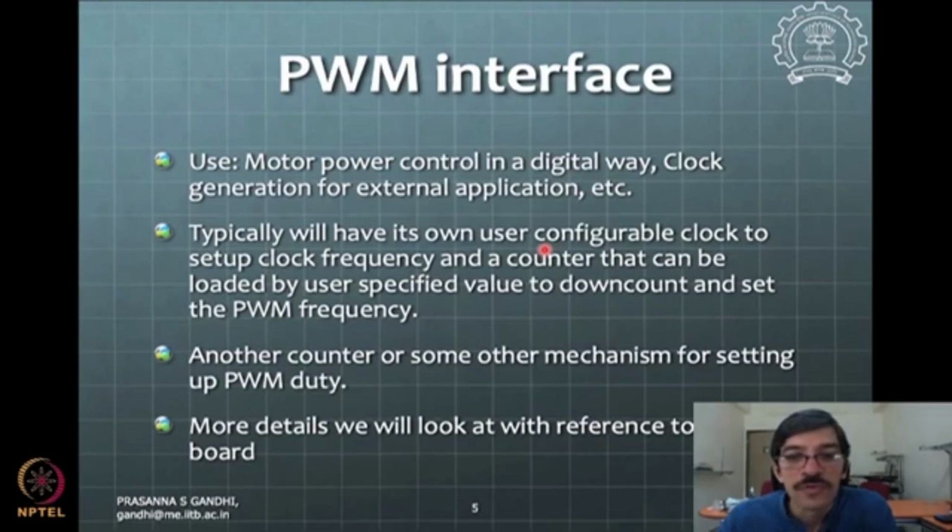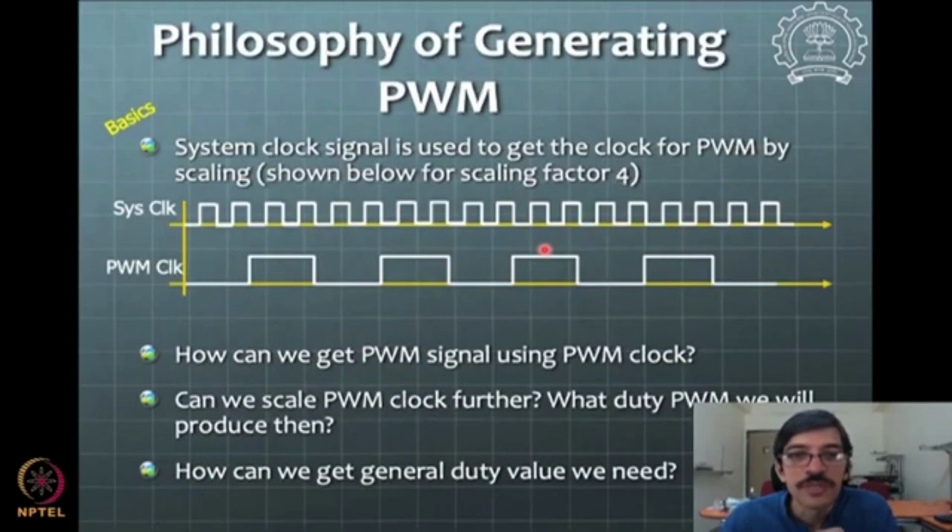But is that sufficient? Say, for example, you start off with the system clock and scale it down. You can see here the system clock coming, and I have 4 clock pulses covered in one cycle. So I put a scaling factor of 4 and I get this PWM clock signal. This is one of the ways to produce signals at a lesser frequency than the clock frequency, using a scaling factor. How that happens in hardware, we are not getting into details.